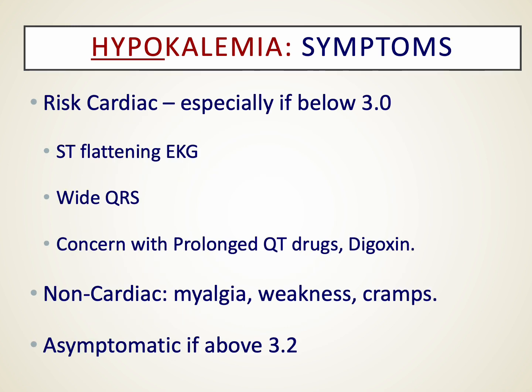The risks, as we alluded to, are problematic with either low or high potassium levels. In low potassium levels, which we're talking about here, our biggest risk is cardiac. We see an ST flattening on EKG with a wide QRS, and a low potassium is a risk for a patient for ventricular arrhythmias, particularly if they're also on concurrent drugs that prolong the QT interval or they're on digoxin. Non-cardiac effects of hypokalemia also include myalgias, weakness, and cramps, particularly leg cramps. And most of the time, as long as serum potassium is above 3.2, most patients are asymptomatic.